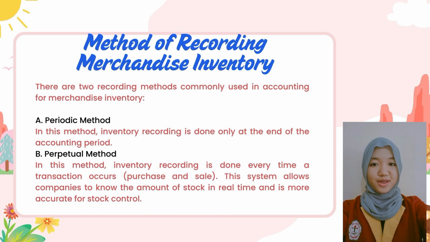Method of recording merchandise inventory. There are two recording methods commonly used in accounting for merchandise inventory. A. Periodic method. In this method, inventory recording is done only at the end of the accounting period. B. Perpetual method. In this method, inventory recording is done every time a transaction occurs, purchase and sale. This system allows companies to know the amount of stock in real time and is more accurate for stock control.